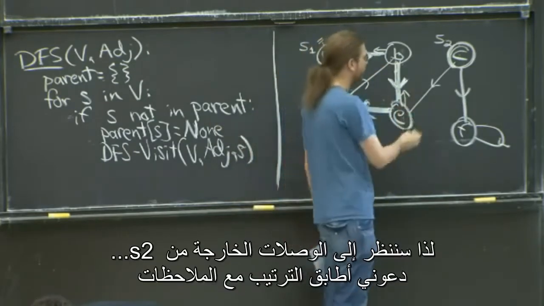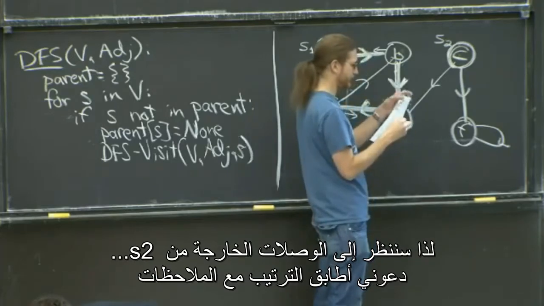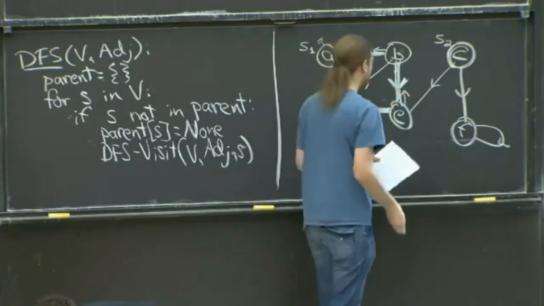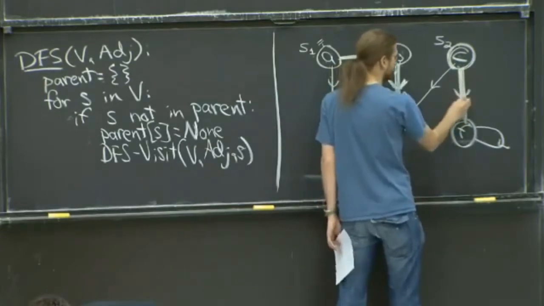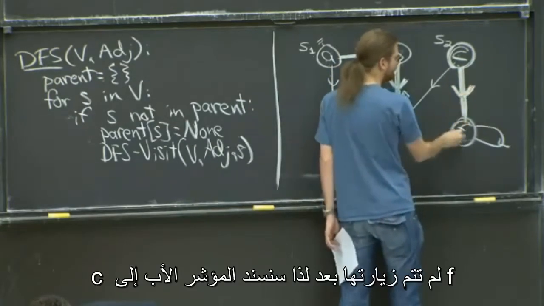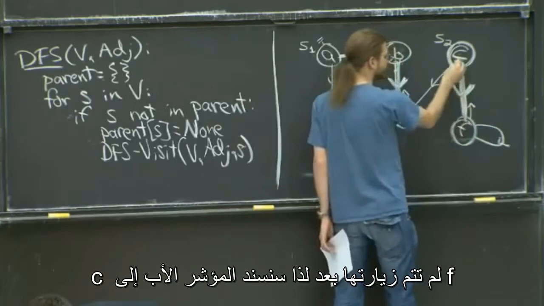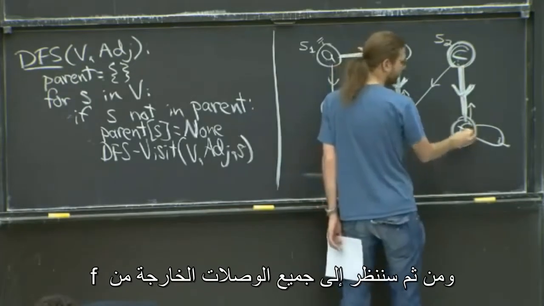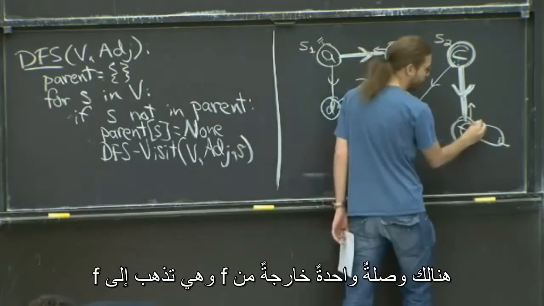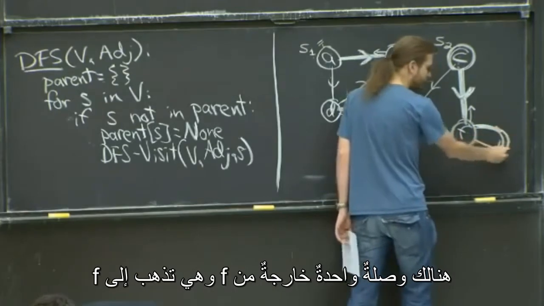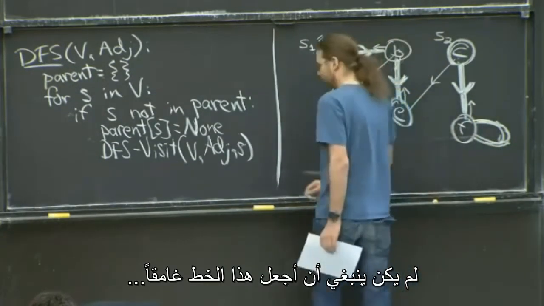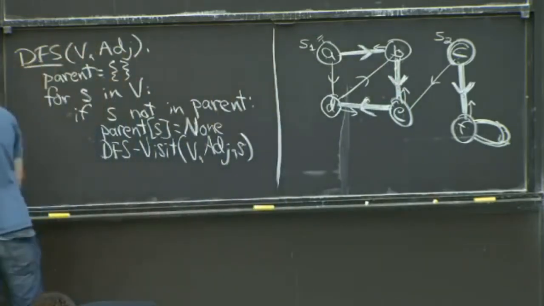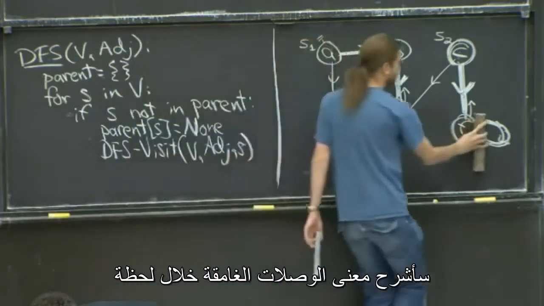And so we look at the outgoing edges from S2. Let me match the order in the notes. Let's say first we go to F. F has not been visited, so we set its parent pointer to C. Then we look at all the outgoing edges from F. There's one outgoing edge from F. It goes to F. I guess I shouldn't really bold this. Sorry. I'll say what the bold edges mean in a moment.